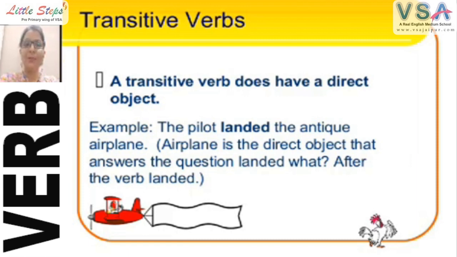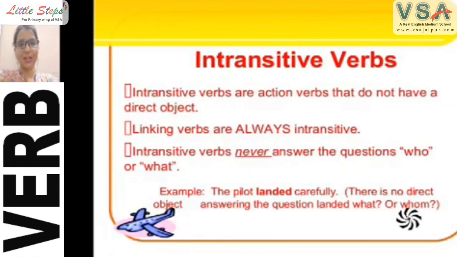Example हम लोग लेते हैं, the pilot landed the antique airplane. Airplane is the direct object that answers the question landed what? The pilot landed what? The pilot landed an antique airplane. That's why airplane is the direct object of this question after the verb landed. तो verb के बाद जिस object की अगर किसी sentence के अंदर verb के बाद में object का requirement है, then such verbs are called transitive verbs. और अगर requirement नहीं है, then such verbs are called intransitive verbs.